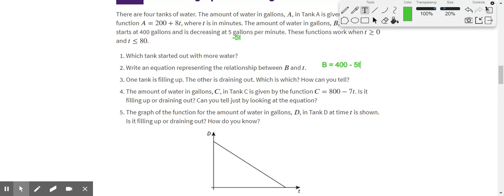So in tank C, we have the function C equals 800 minus 7t. So you just look at that equation and based on what we talked about with A and B, decide if it's increasing or decreasing. And you should be able to tell just by looking at the equation.